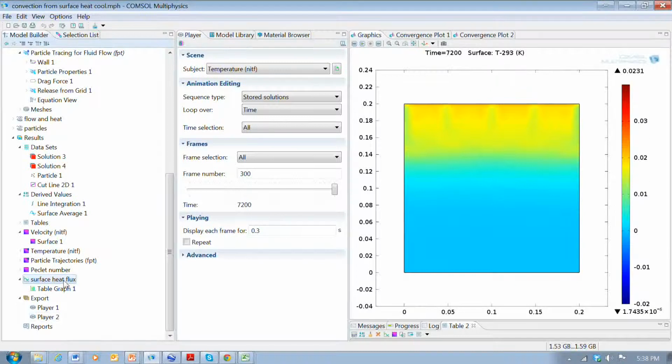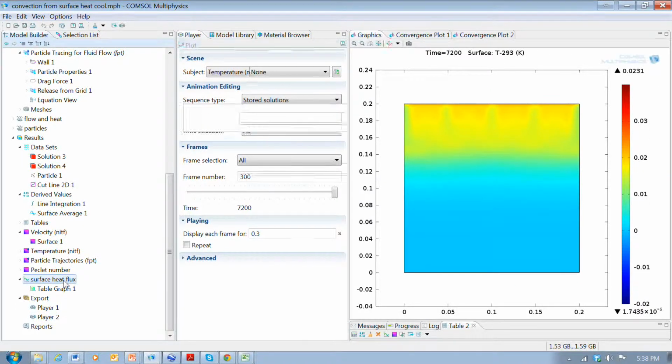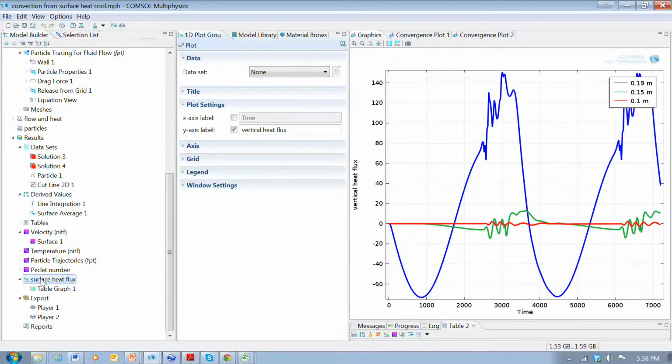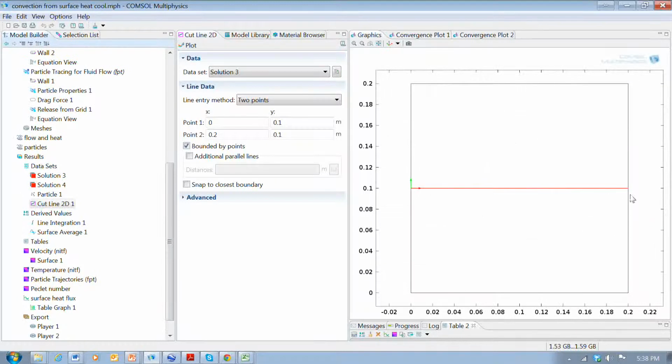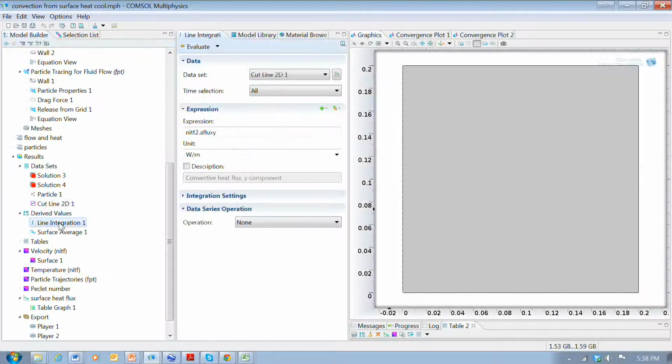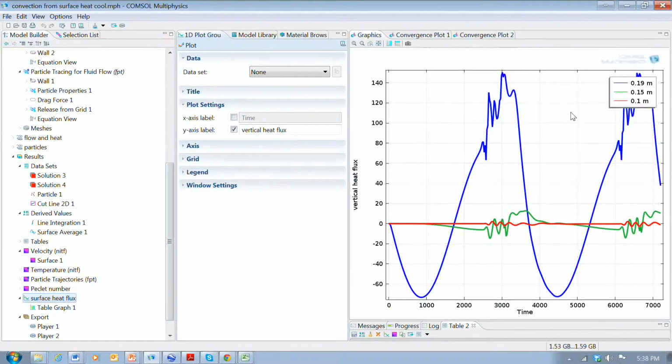So I did some other plots. Actually, here's the surface heat flux, or the heat flux at several different depths. So I put in a cut line, and the cut line is here, and then I used line integration using that cut line, and this is the vertical flux. So I integrated the vertical flux across that line. So that's the total vertical heat flux, and I plot that as a function of time, and I do it for different depths.